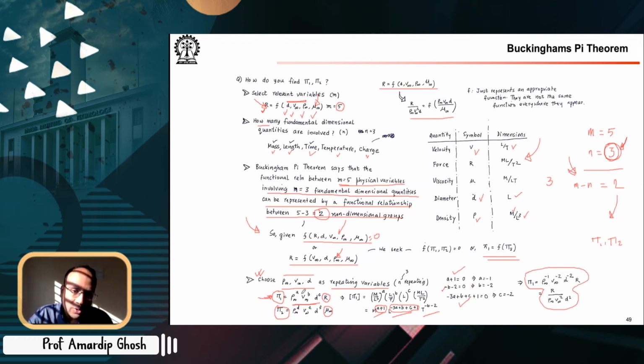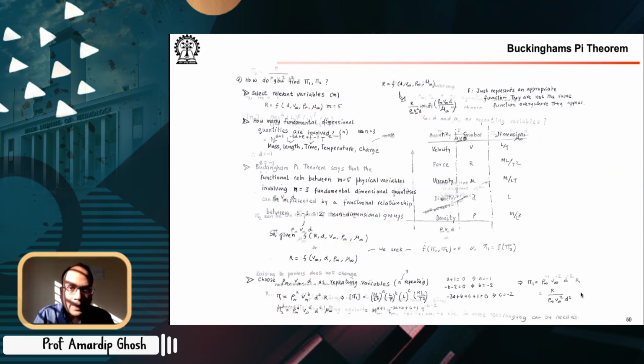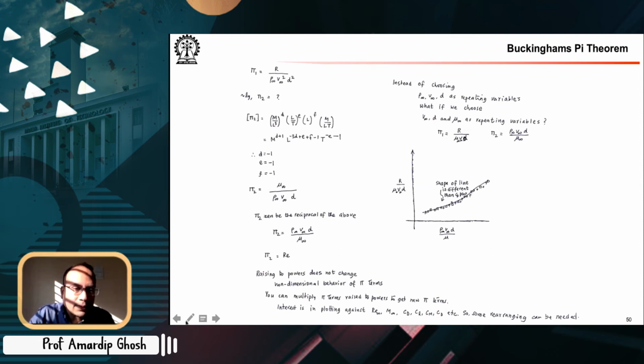If you plug in the values of a, b, and c that you find from here, you will see that pi1 becomes R divided by rho infinity V infinity squared times D squared. So pi1 is this.